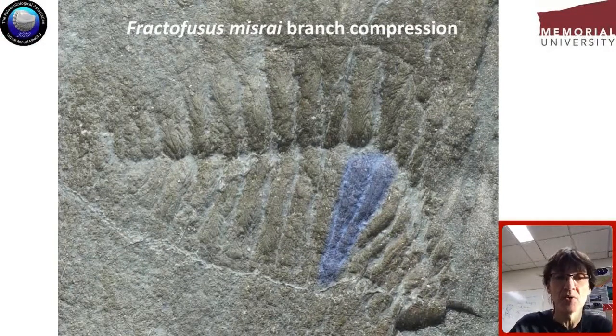We can see here a specimen with a very distinct curvature to the right. And on the inside margin of that curve, I've colored in 2 primary branches.